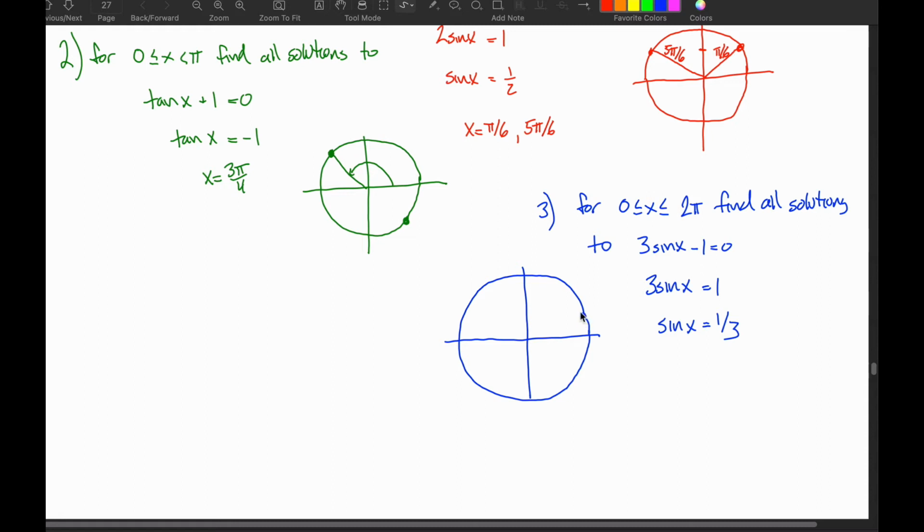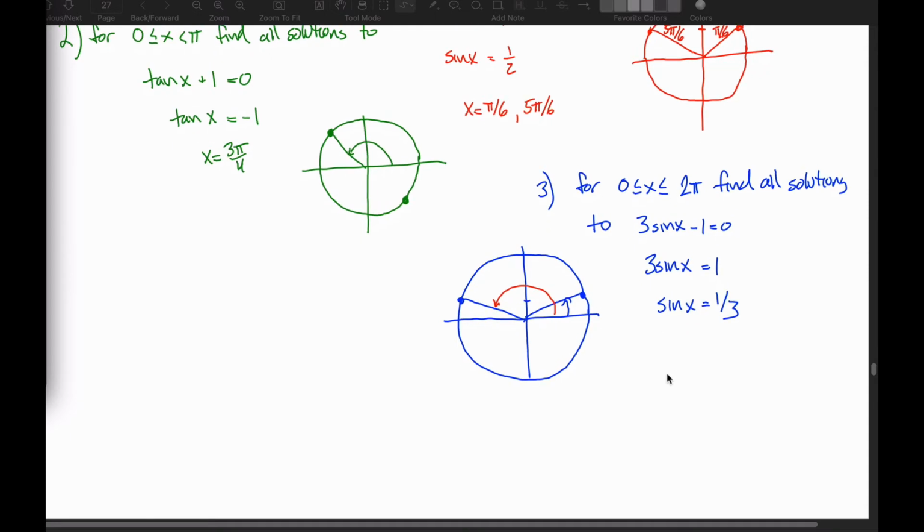So I'm talking about, loosely speaking, the angle that terminates over here and the angle that terminates over here. This angle in blue and this angle in red. But what are those angles? I don't have memorized angles whose y values equal 1/3 on my unit circle, but that's okay.